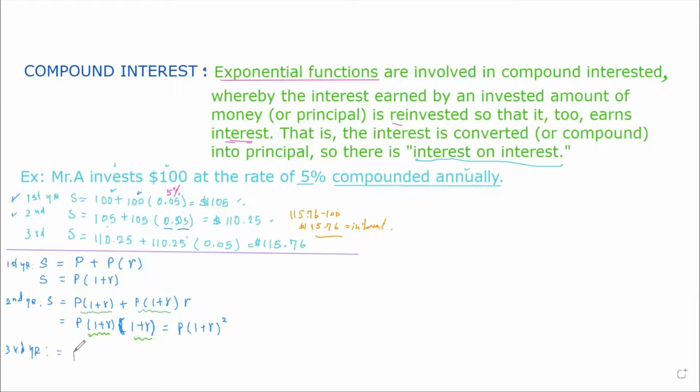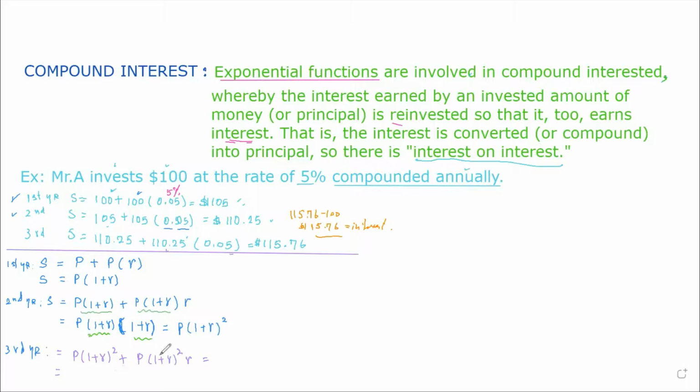So we write down here (1 + R)^2. That means 110.25 is this P(1 + R)^2. And then also the same thing, you write down P(1 + R)^2 times the interest, times R. At the same time, from this, what can you get?